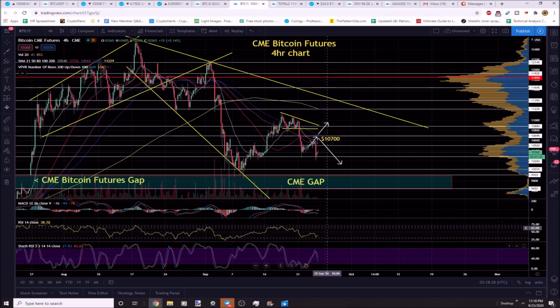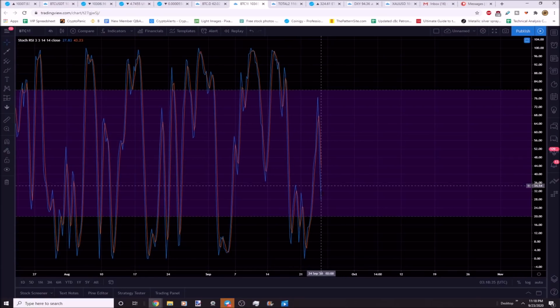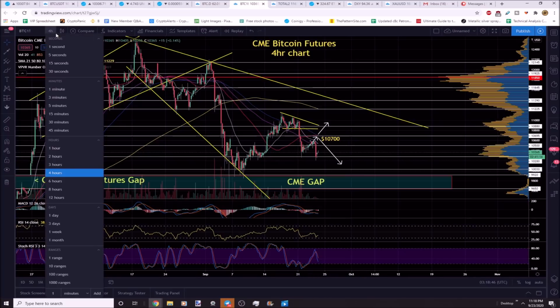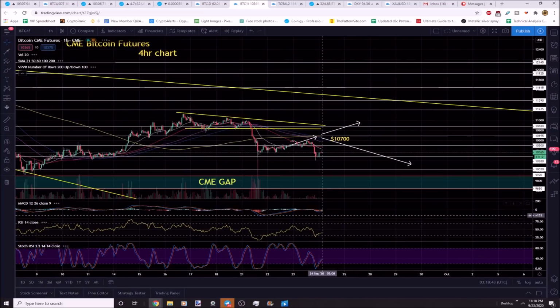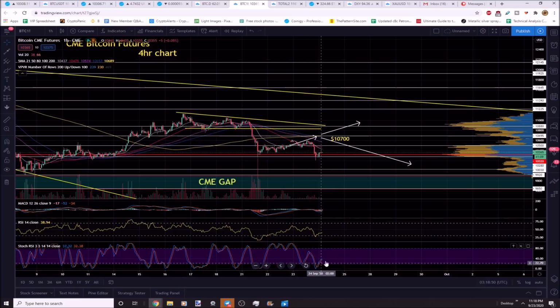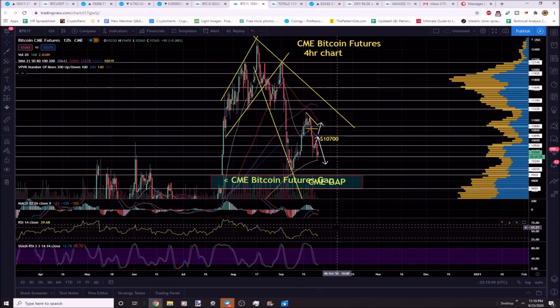Okay, so let's just say here is Bitcoin CME futures. See how this is still pointed down? That's a continuation idea. Now you go to lower time frames, 1 hour, and it might be curving higher already. Go to 12 hour. See how the 12 hour is all the way down here. It's starting to get oversold. It's trying to curve. It's trying to reverse. This trend is trying to reverse.